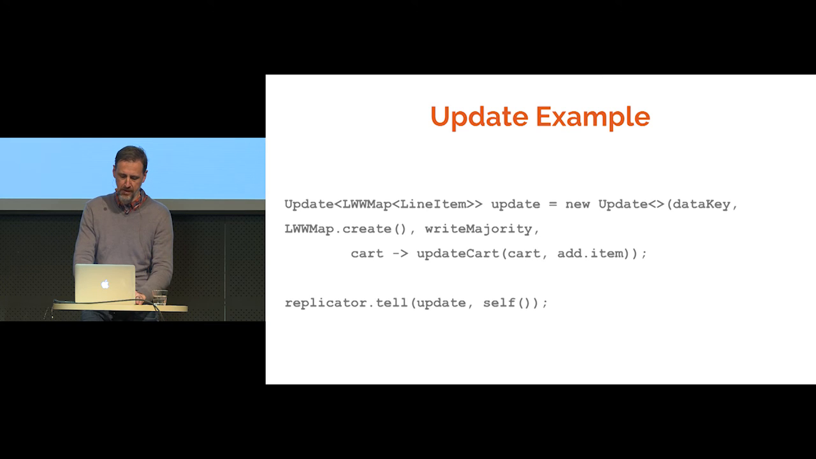This is an example of an update message. I'm passing in my data key. Here I'm saying write to the majority, and I have a function that tells me how I want to do that update, the update cart function. I create the update message and tell that to the local replicator, and the replicator then disseminates the message underneath the covers.